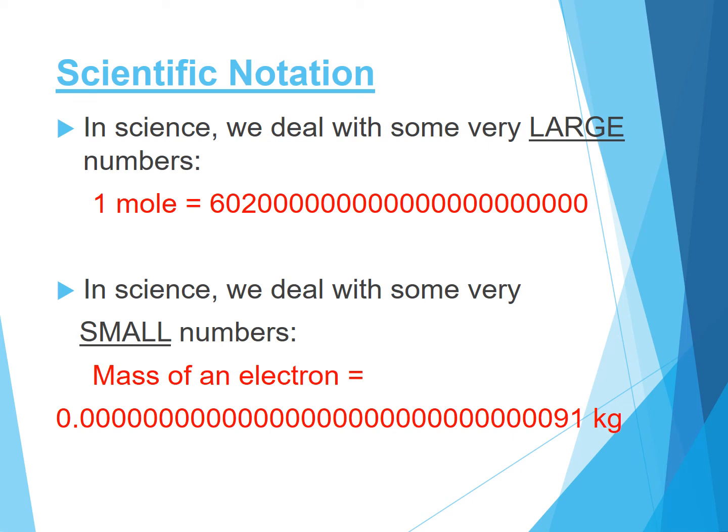So today we're talking about scientific notation. In science, we deal with very large numbers. For example, 1 mole equals 602 and all those zeros. In science, we deal with some very small numbers as well. For example, the mass of an electron is all those zeros, 91 kilograms.